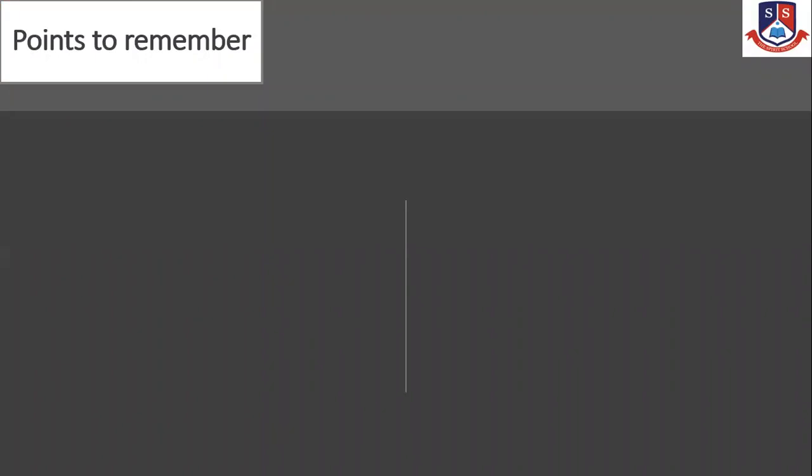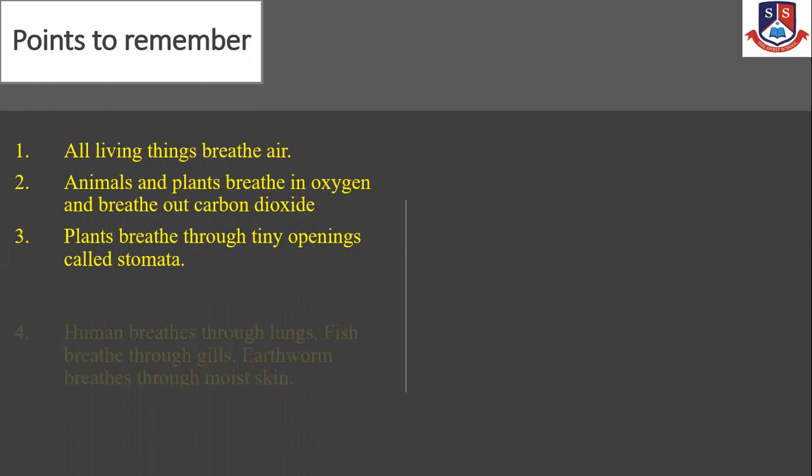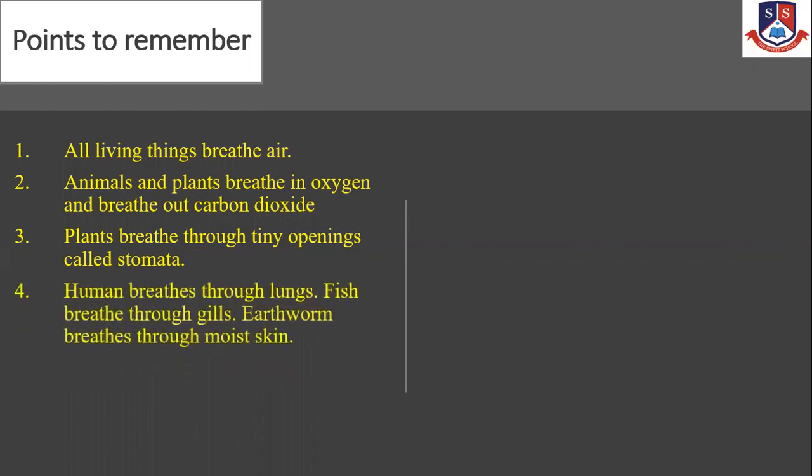Points to remember. All living things breathe air. Animals and plants breathe in oxygen and breathe out carbon dioxide. Plants breathe through tiny openings called stomata. Humans breathe through lungs. Fish breathe through gills. Earthworm breathes through moist skin.